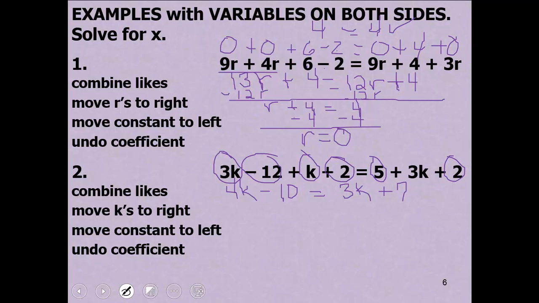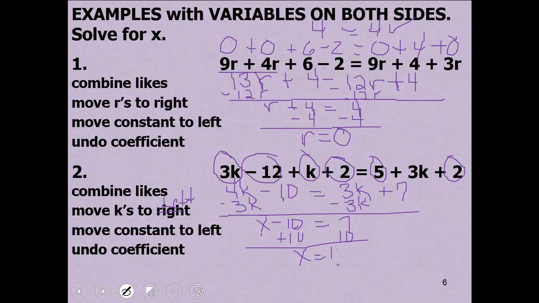Here we go. Step 2 says, do I have k's on both sides of the equal sign? You betcha. So I'm going to move my k's to the left. To the left, to the left. So I get k minus 10 is equal to 7. Now, I need to move this 10 because it's living on the same side as this x. I need to move this 10 over to the other side. So I'm going to add 10, and I get x is equal to 17.